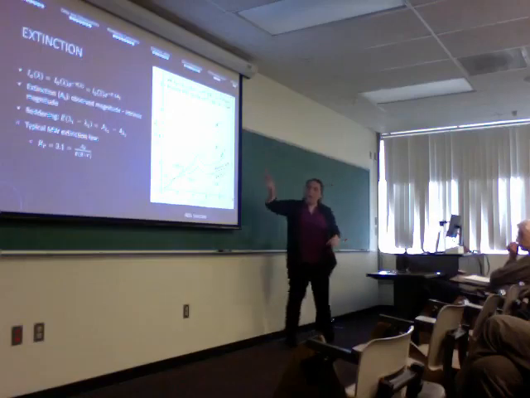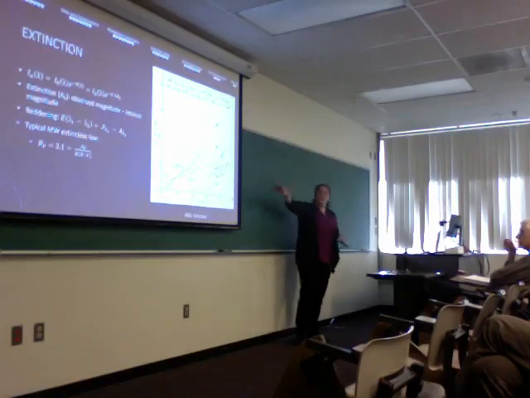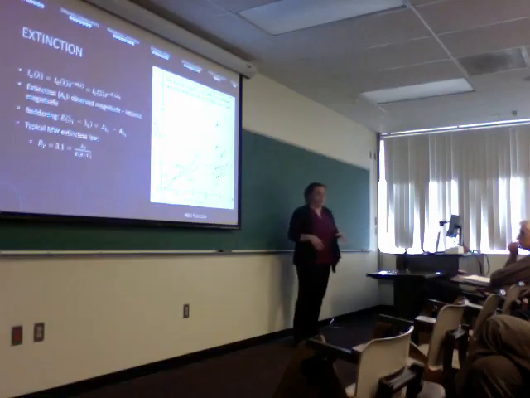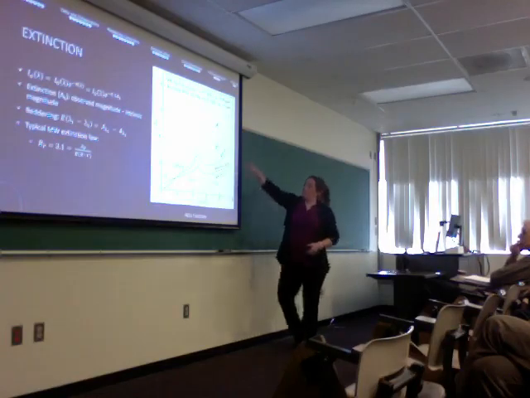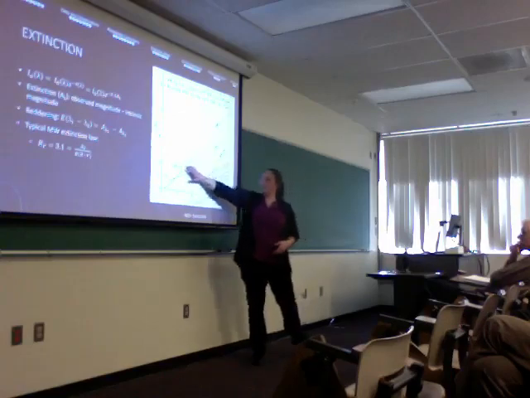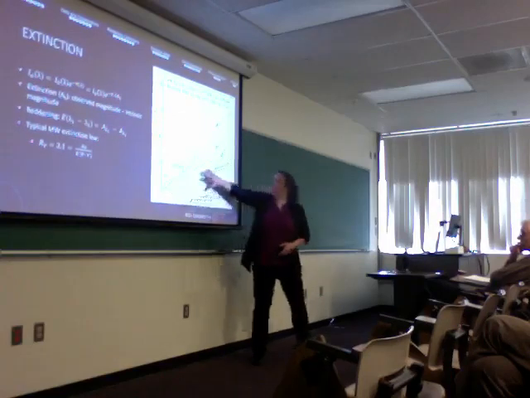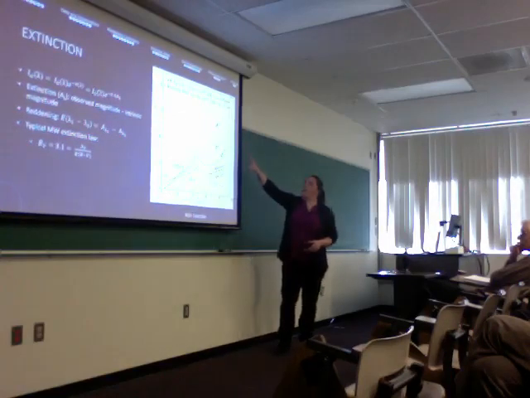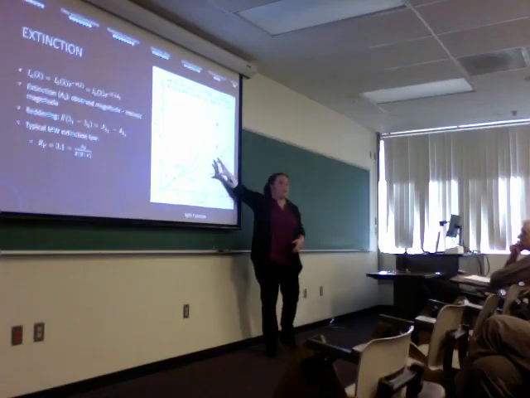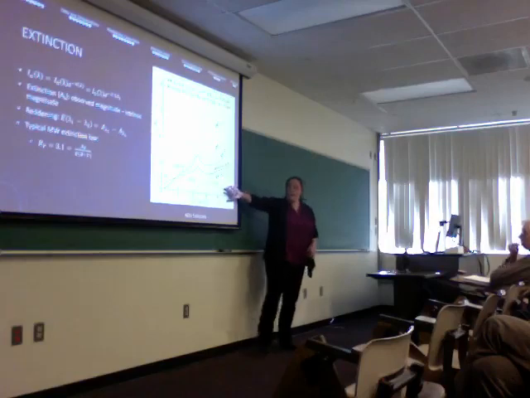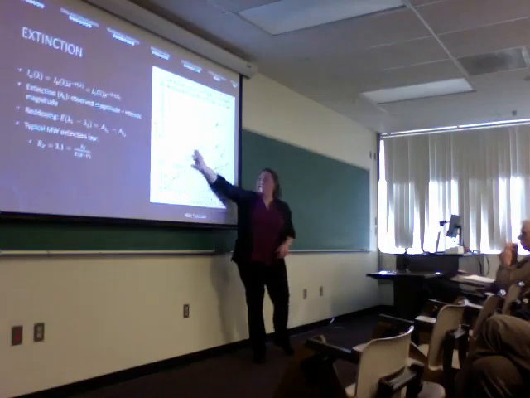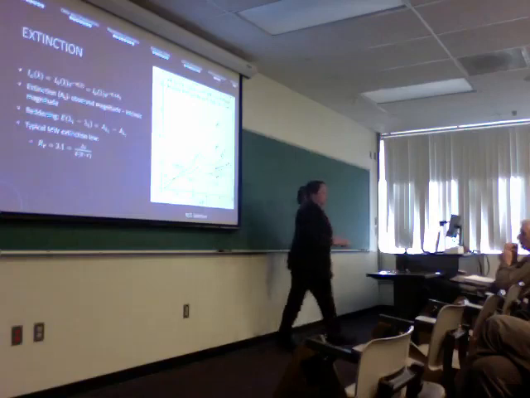There are different kinds of extinction laws. The way that dust affects light as a function of wavelength is different depending on what extinction law you apply. For the Milky Way, you see this kind of relation right here. But for other extinction laws, things can change pretty drastically, especially once you get out here into the far ultraviolet. When you're talking optical IR, most laws look pretty close to the same.